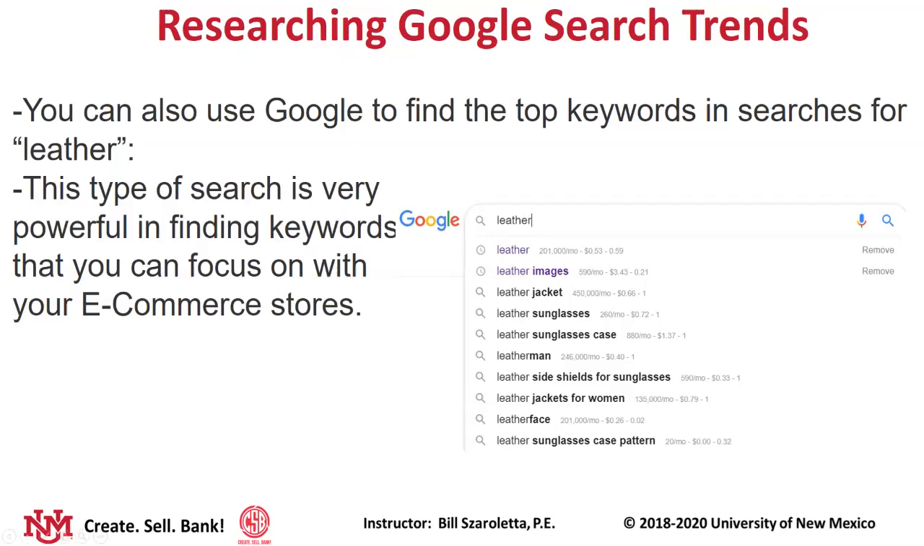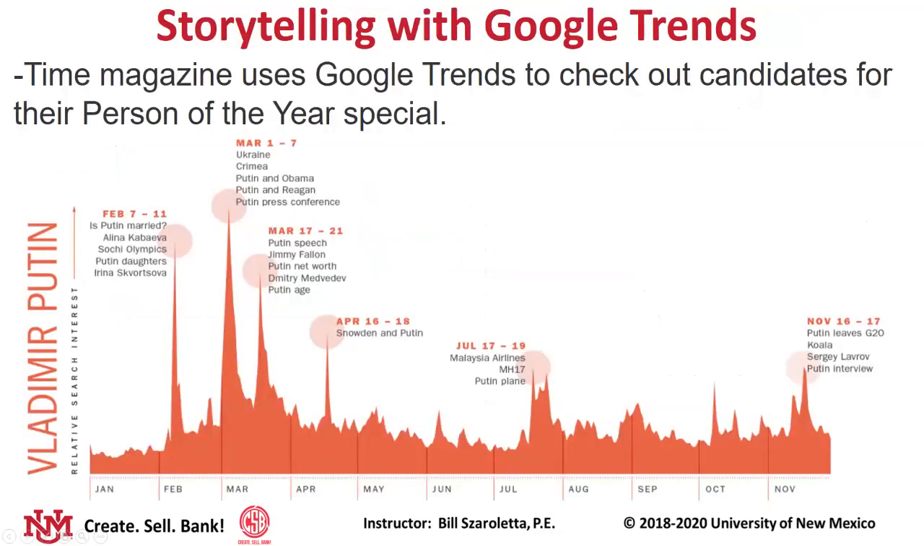Now you can see I've got a plugin that enables you to see the number of searches per month. Like leather sunglasses case, 880 per month. Well, that's not a lot, but if you're selling sunglasses and you have a nice leather sunglass case, that might be something to think about.